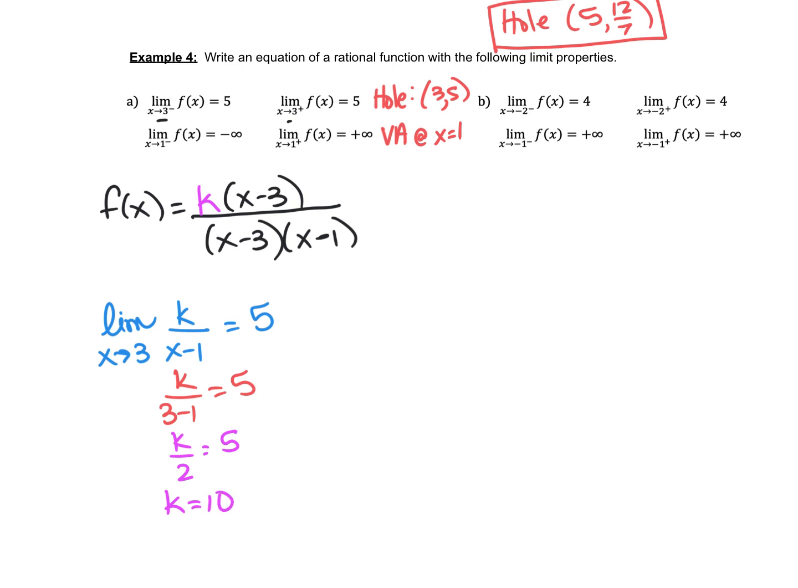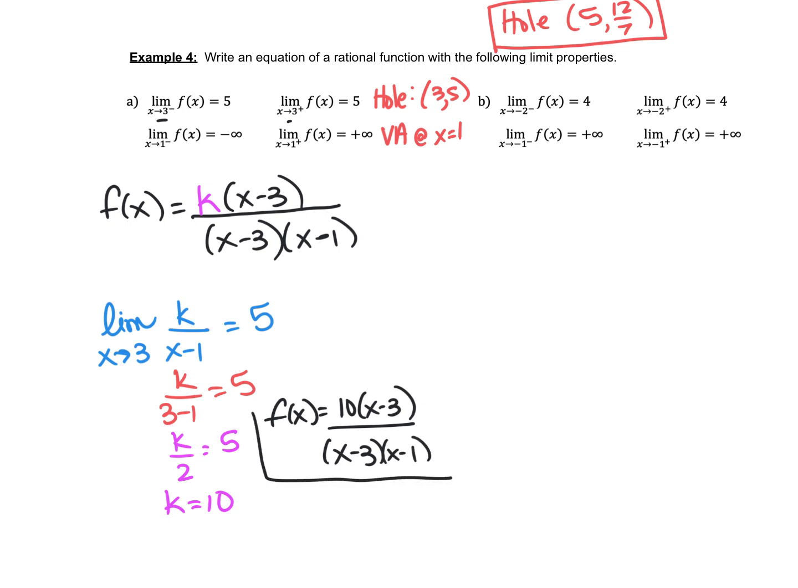So my actual function f of x equals 10 times x minus 3 over x minus 3 times x minus 1. It would not be unlike the AP test to multiply all that out and give it to you not in factored form. Okay, so just a helpful tidbit right there.